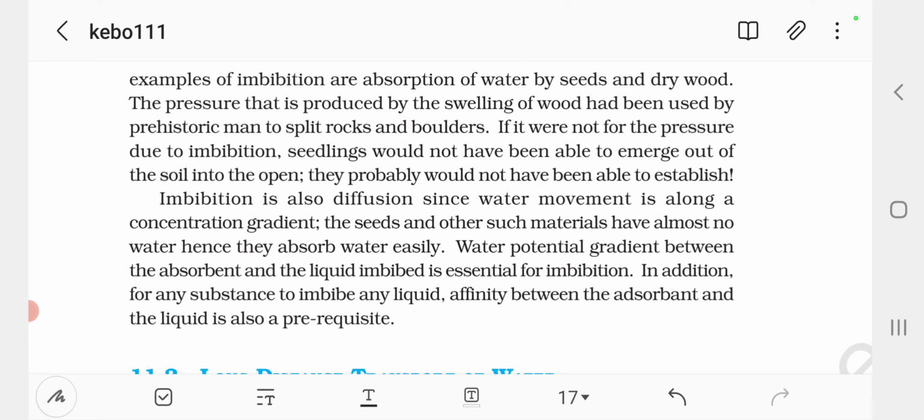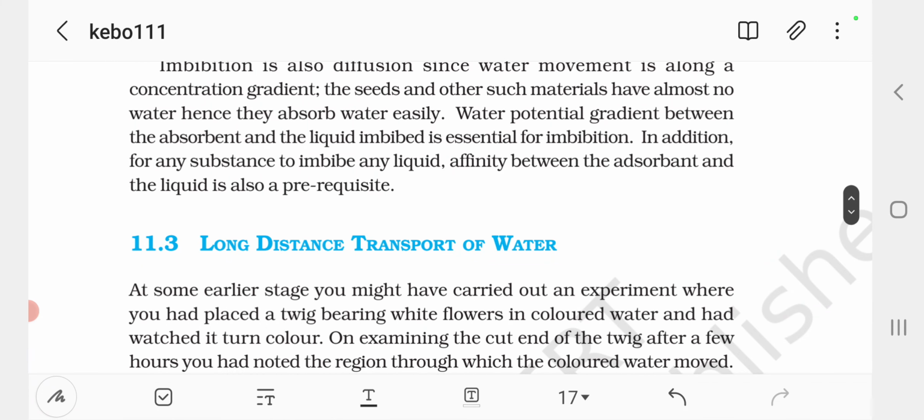Imbibition is also diffusion since water movement is along a concentration gradient. The seeds and other such materials have almost no water, hence they absorb water easily. A water potential gradient between the absorbent and the liquid imbibed is essential for imbibition. In addition, for any substance to imbibe any liquid, affinity between the absorbent and the liquid is also a prerequisite.